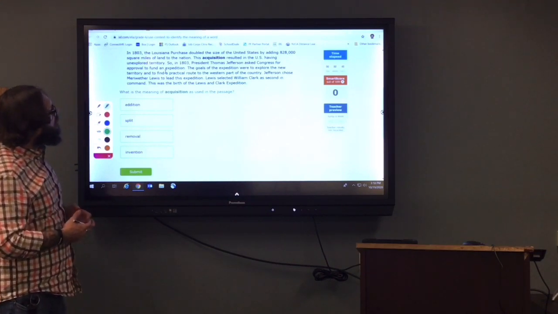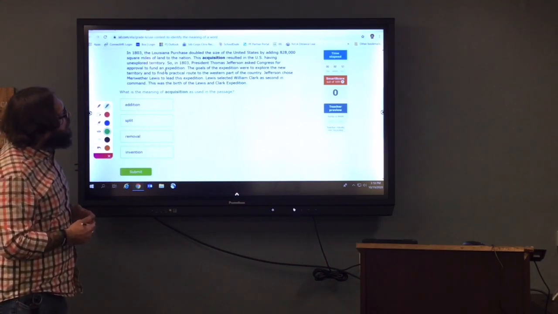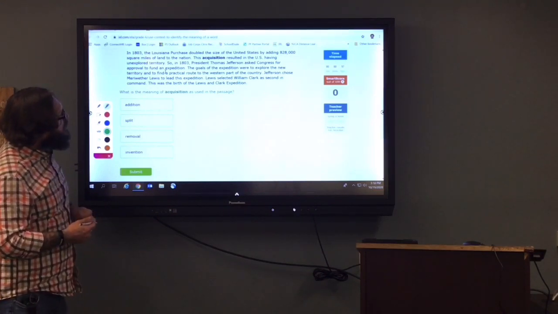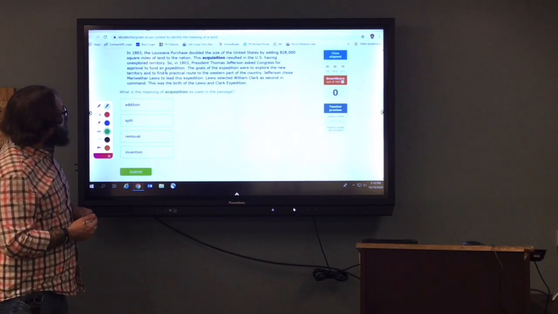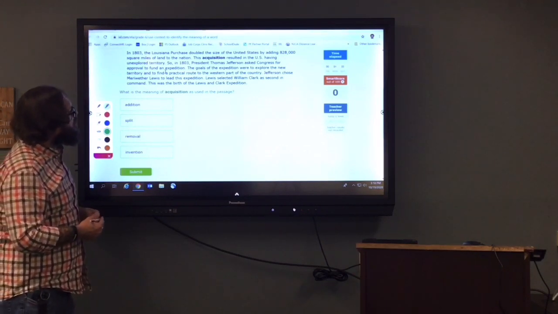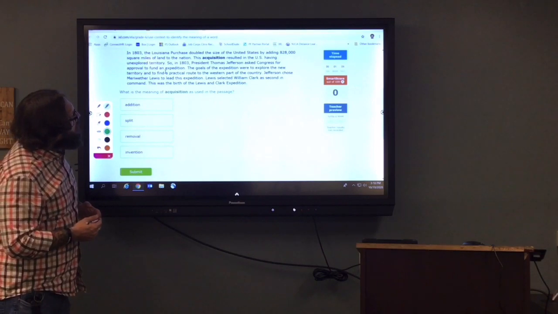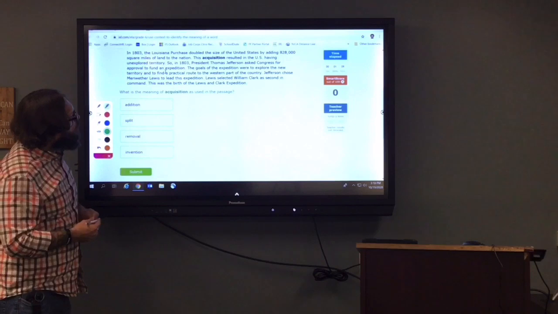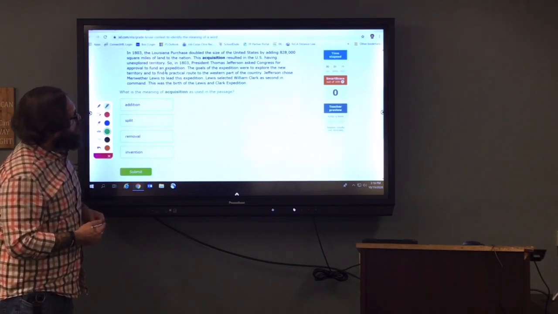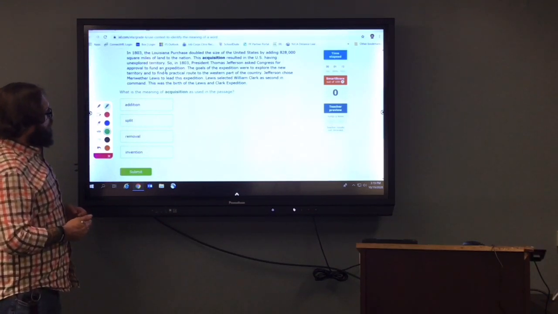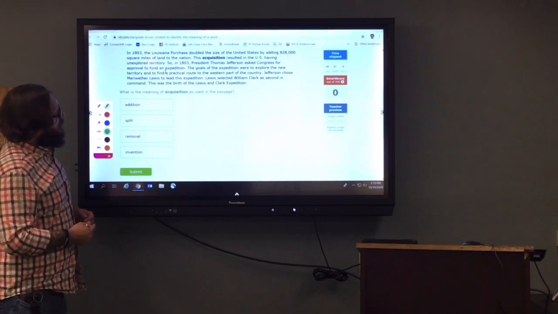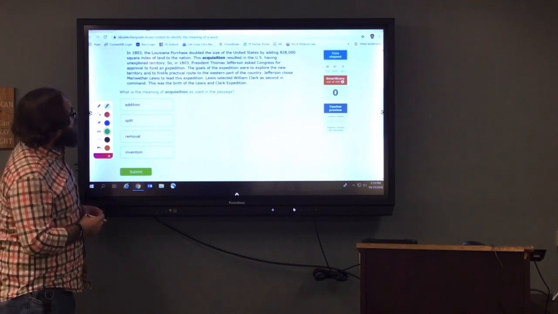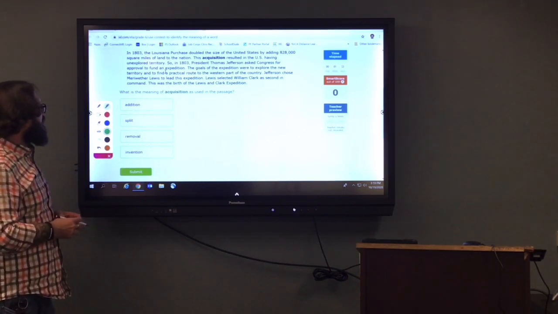to the nation. This acquisition resulted in the U.S. having unexplored territory. So, in 1803, President Thomas Jefferson asked Congress for approval to fund an expedition. The goals of the expedition were to explore the new territory and to find a practical route to the western part of the country. Jefferson chose Meriwether Lewis to lead this expedition. Lewis selected William Clark as second in command. This was the birth of the Lewis and Clark expedition.